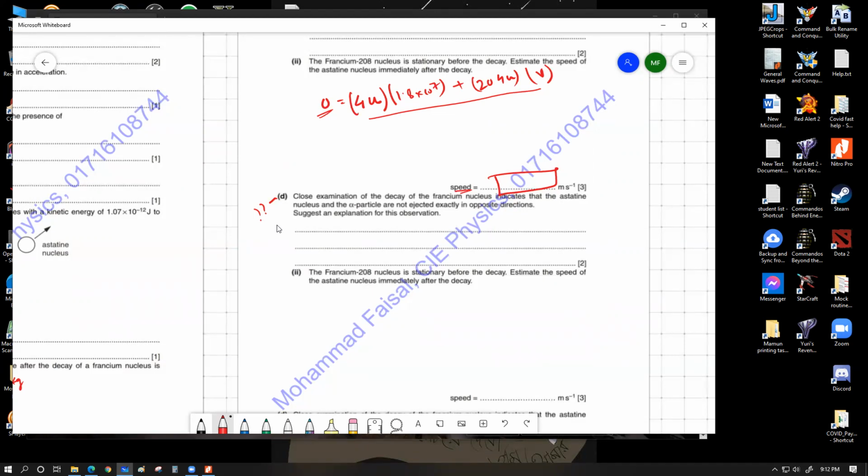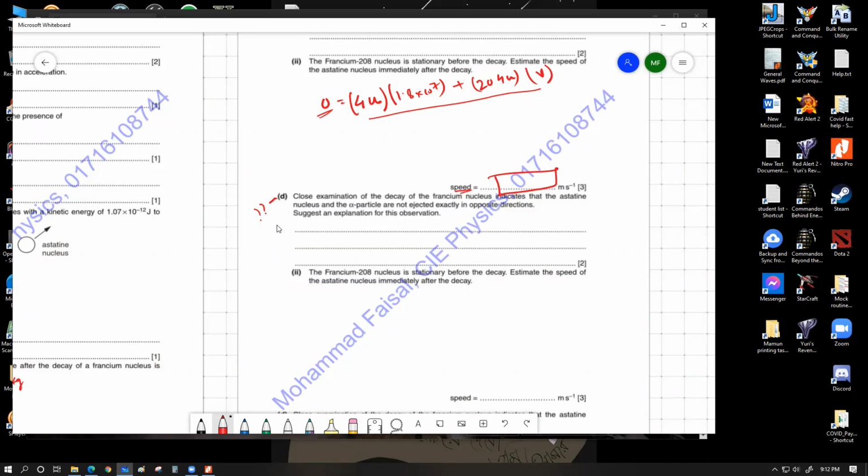Okay, let me show you part D of the question. Part D says: close examination of the decay of francium nucleus indicates that the astatine nucleus and the alpha particle are not ejected exactly in opposite directions. Try to understand this very, very carefully. Suggest an explanation for this observation.